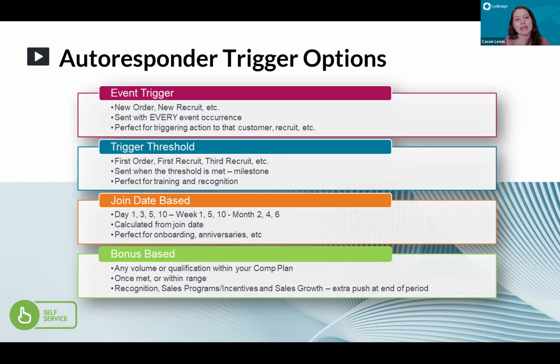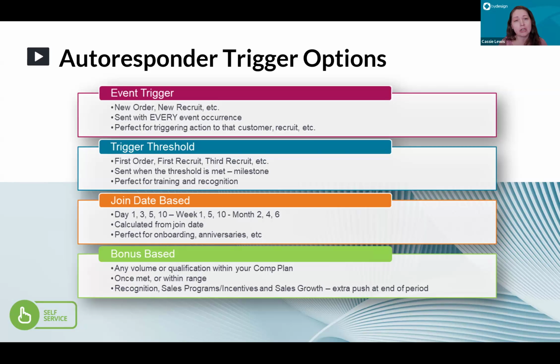Now, the second category is the trigger threshold. And this is very similar to the event trigger in that it's the same type of activities, but the difference here is you get to dictate which occurrence it is set at. So instead of sending on every order, maybe you have a trigger threshold on their first order, and it's more of a training communication, helping them to understand how to follow up with a customer. For their first recruit, congratulate them on starting to become a business builder, give them a little bit of tips for how to be a good coach, how to be a good sponsor.